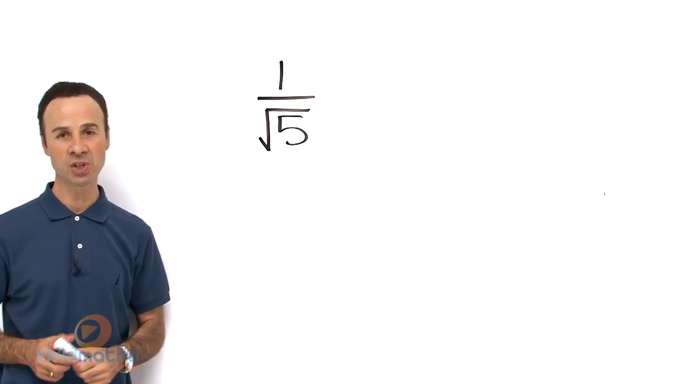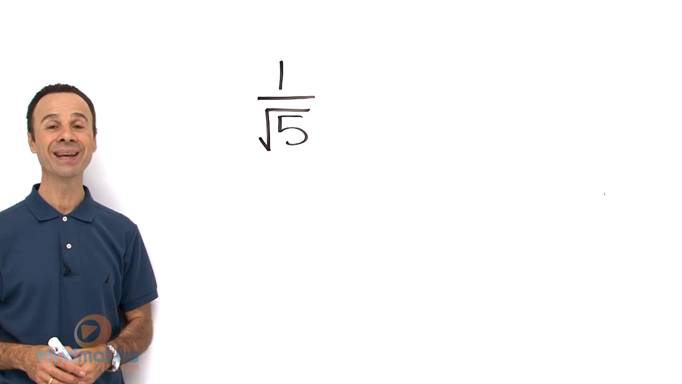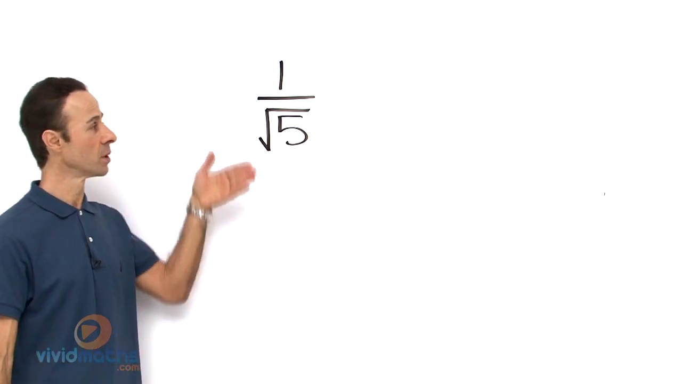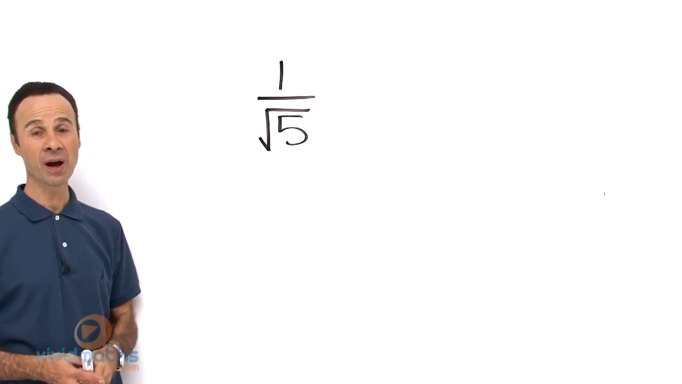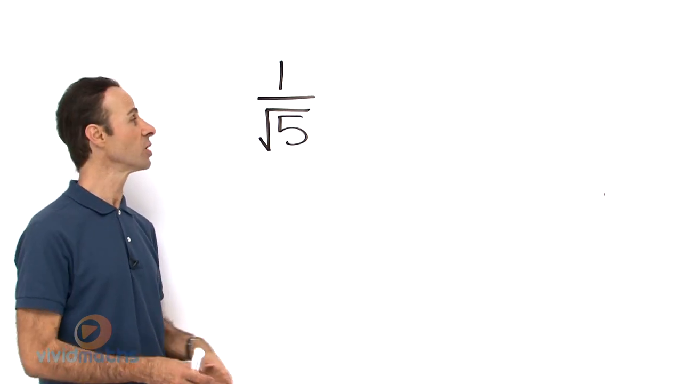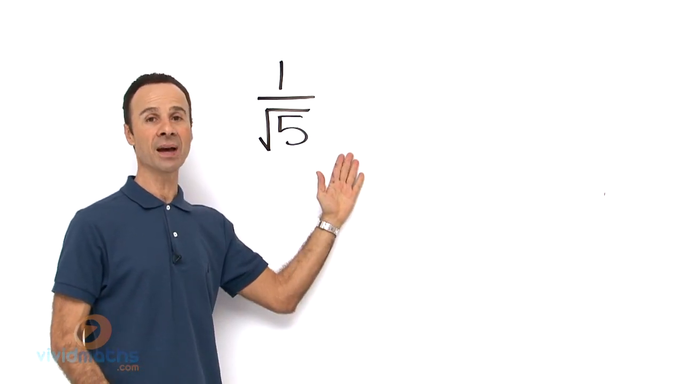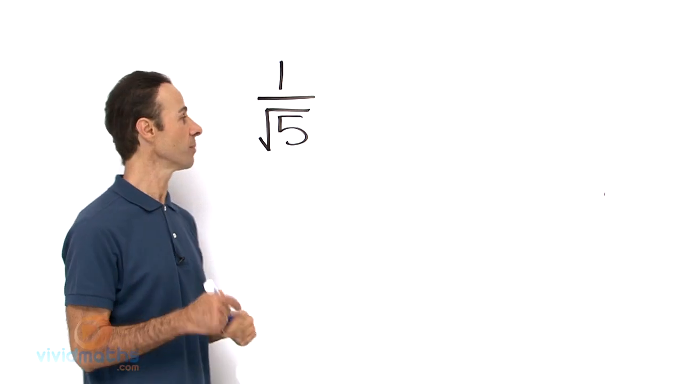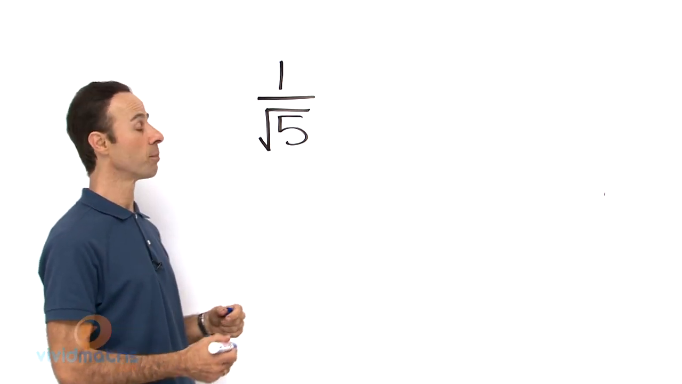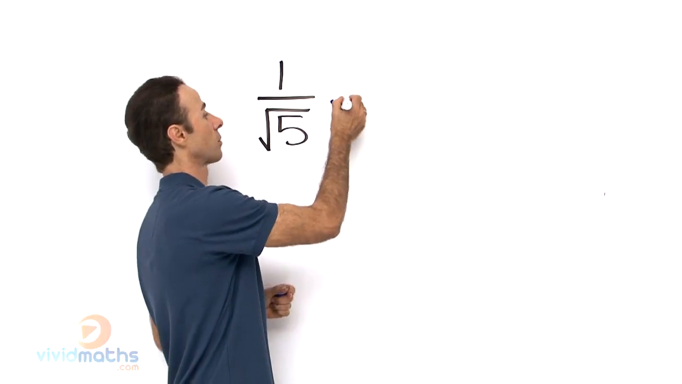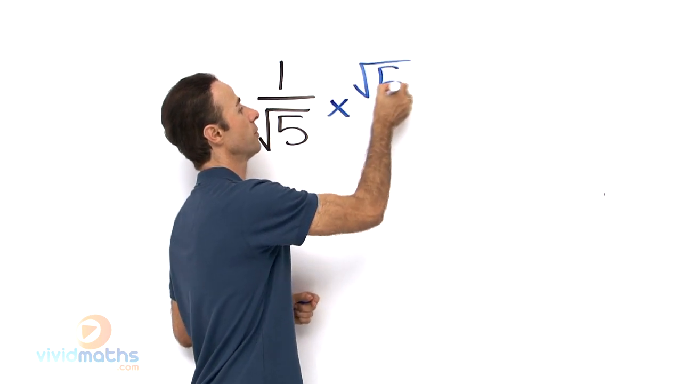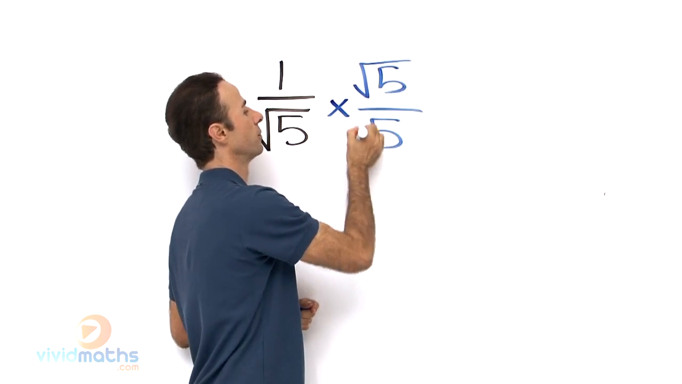So there are two steps in this process, and step number 1 is identifying the denominator. Quite simply here, the denominator is root 5. Step number 2 is multiply top and bottom by that denominator. So here we have the denominator, multiply top and bottom by it. Root 5 over root 5.